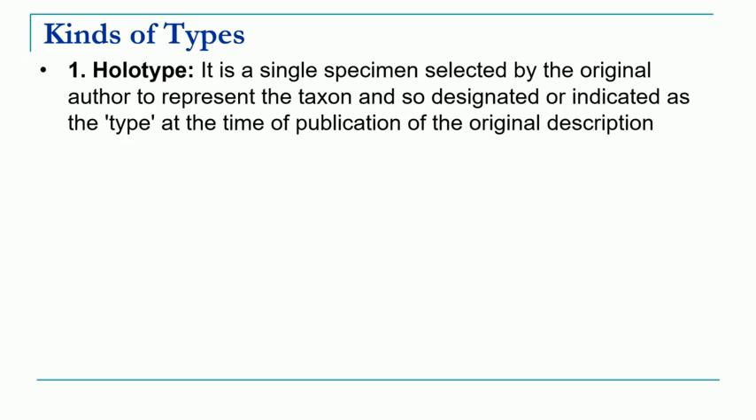So the very important one is holotype. Suppose I am a taxonomist and I have discovered a new species, and I have found out the characters which are present only in that particular species, and I am assured that this is the new species. Then I will deposit the specimen as a holotype. So the single specimen selected by the original author to represent that particular taxon is referred to as the holotype, and he will publish it at the time of the original description.